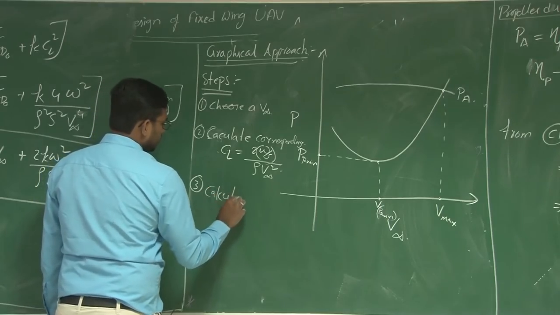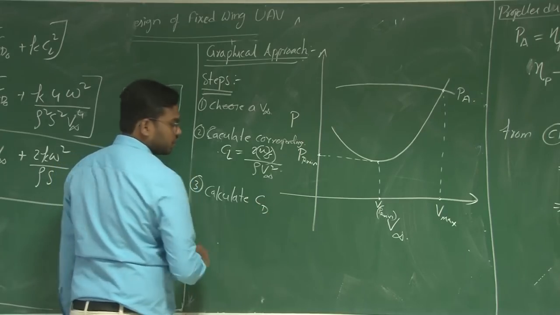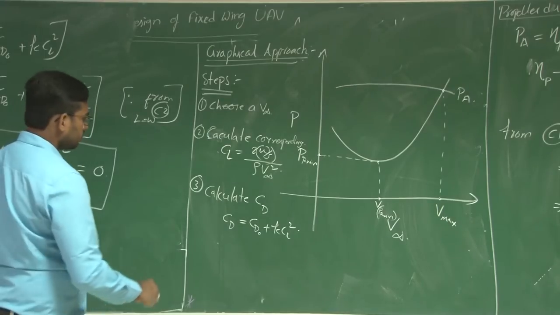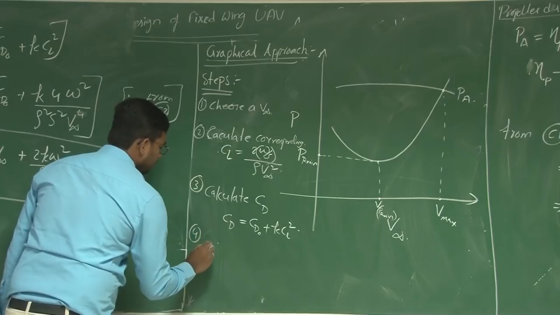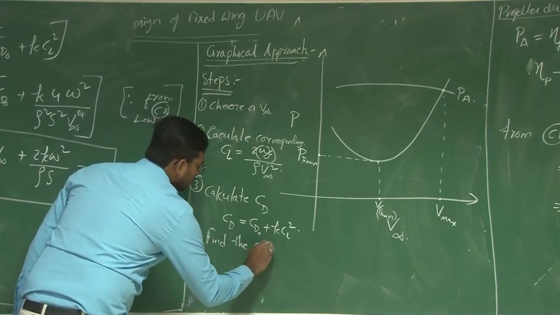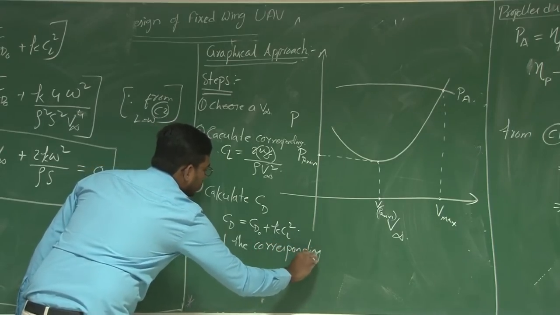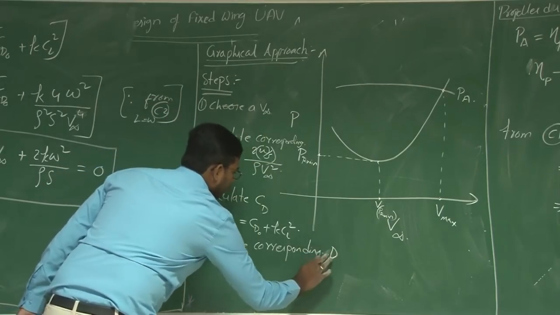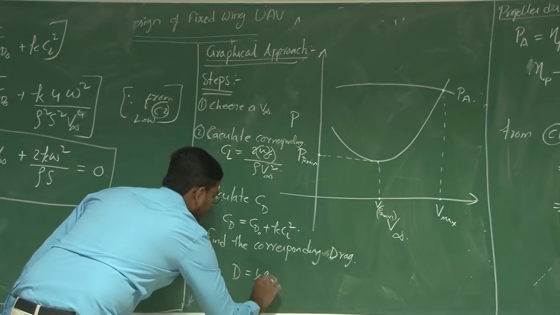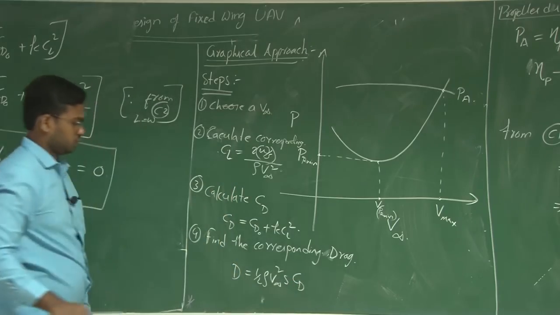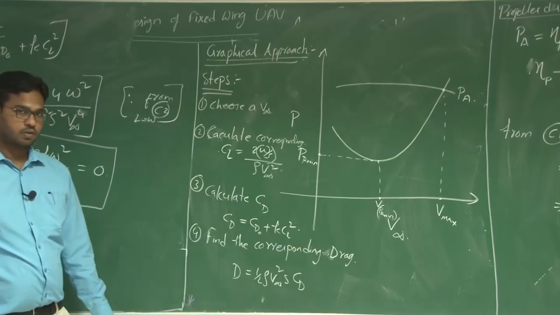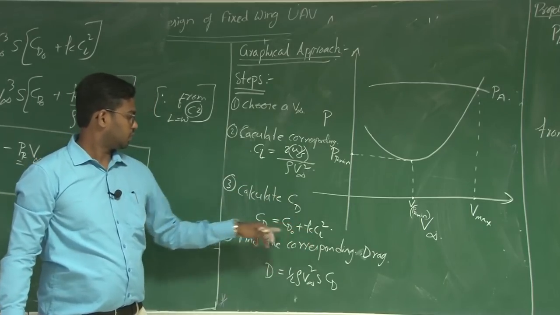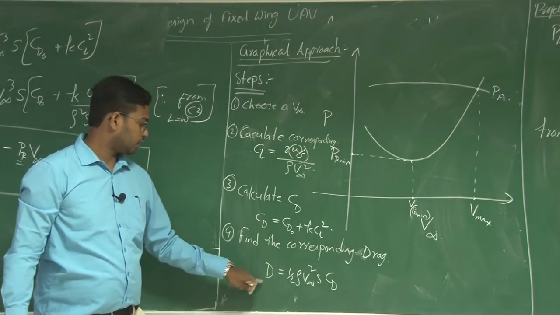Now calculate CD, the drag coefficient. How do you calculate CD? It is equal to CD naught plus K CL square, right? Find the corresponding drag associated with the UAV at this particular velocity. Corresponding drag D is equal to half rho V square S into CD, right? Because for a given UAV, CD naught and K are constant. The CL is a variable which you can obtain once you know the velocity for the level flight, right? Once you know CL, you can substitute in this drag polar to find out what is CD. Once you have CD, you can find out the corresponding drag.